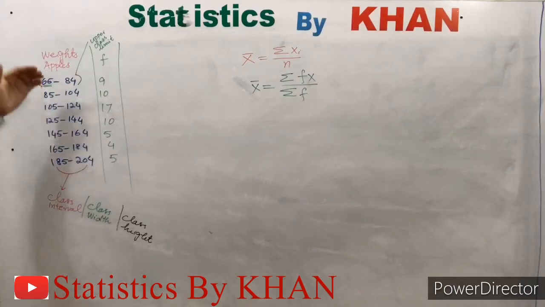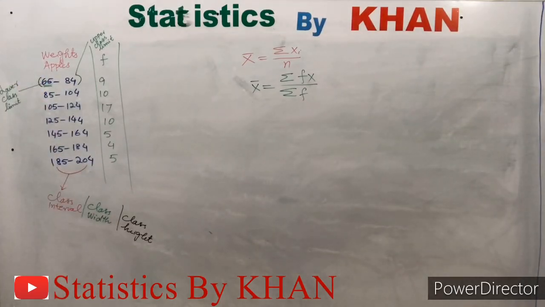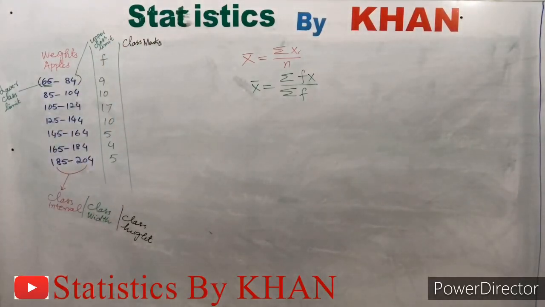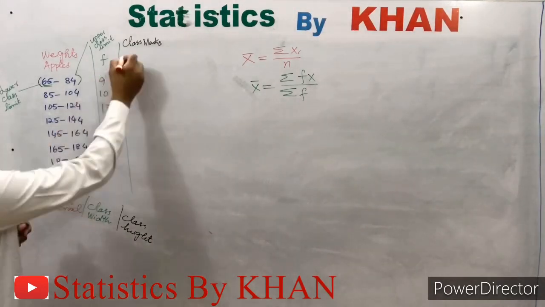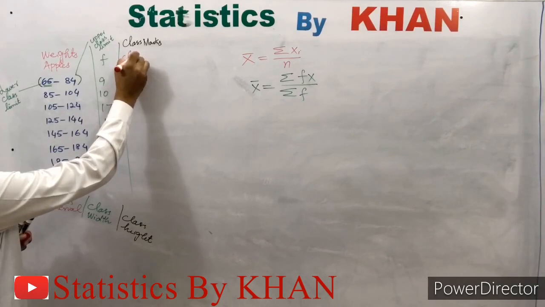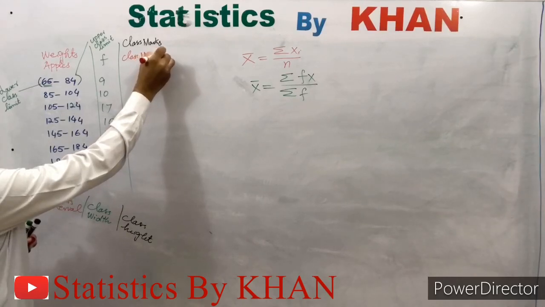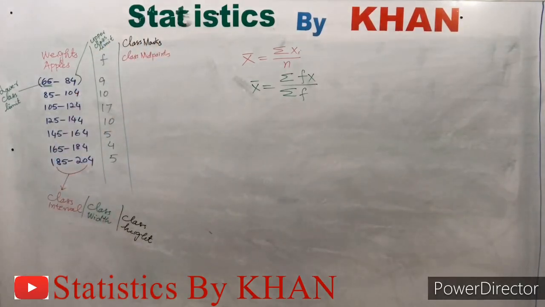So apparently we can't see any x, but for the determination of x, we are finding what are called class marks or class midpoints. This is one name, and for the same thing, another name is class midpoints. So either name we can use. And its notation is x.